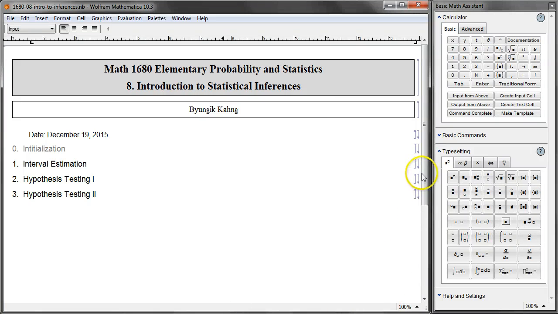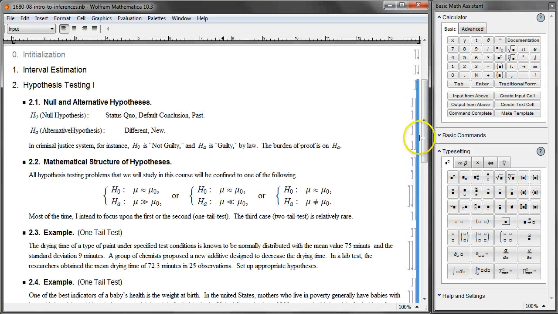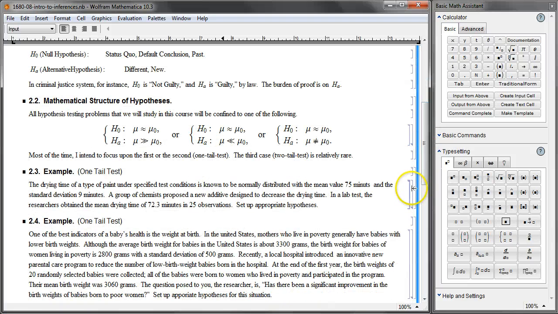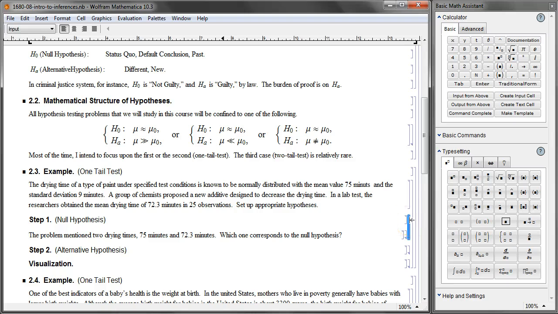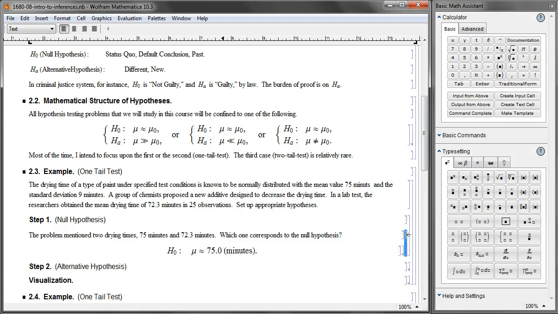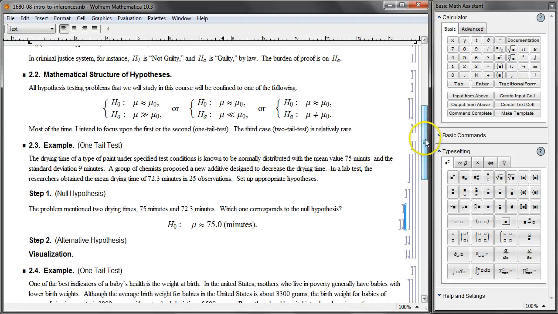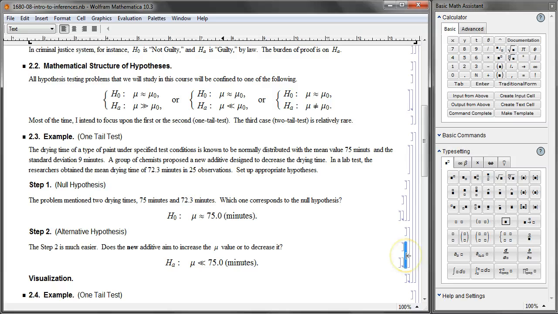Okay, let's resume. We talked about this example about drying time of a certain paint in the previous video. And the null hypothesis was about the same as before. Before means the past value, about the same as 75 minutes, the traditional value. An alternative hypothesis in this case was significantly less than 75 minutes.